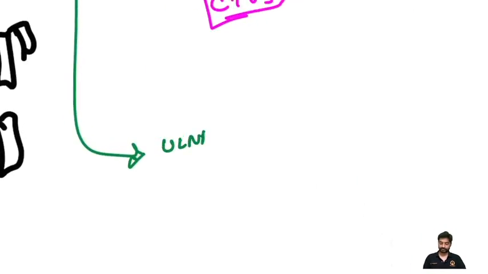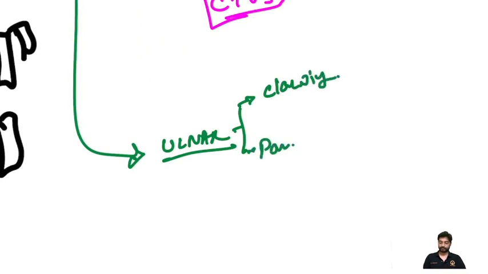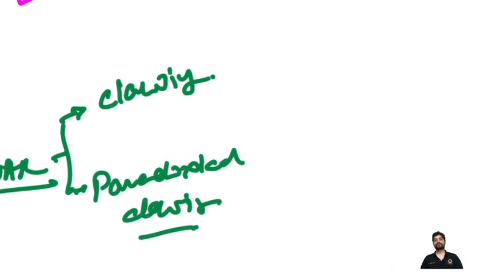In ulnar nerve injury, you will see clawing of the hand or paradoxical clawing. What do I mean by that? In clawing, there is extension of the metacarpophalangeal joint, whereas there is flexion of the fourth and fifth fingers, that is flexion at the PIP and DIP joints. That's the clawing, whereas paradoxical clawing is seen in high ulnar nerve palsy.